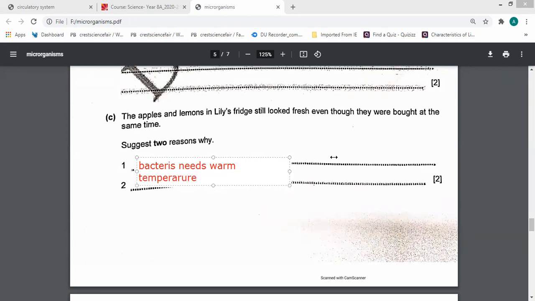So the first point, bacteria needs warm temperature, but inside the fridge is not warm. Next, the enzymes inside the bacteria. The bacteria needs warm temperature, but inside the fridge it's low temperature. So the activity and the function of bacteria will work inside the fridge or will stop? They will be stopped, inactive. Yes, it will be inactive.